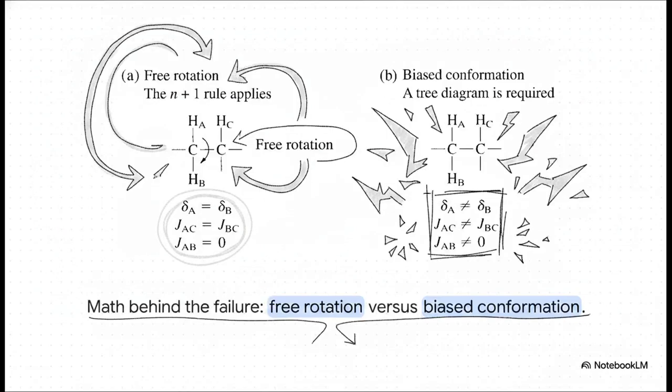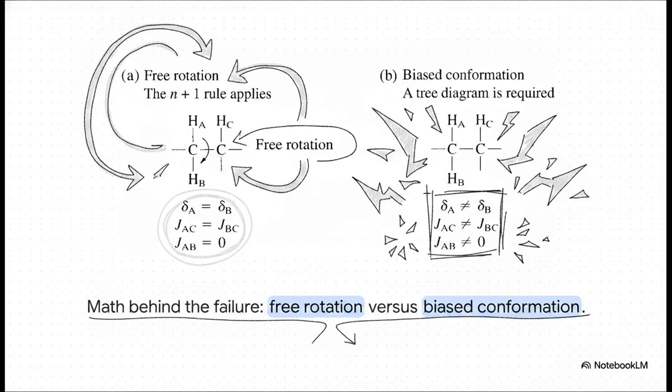neighbors. When you actually look at the math behind this failure, the contrast is super clear. Under free rotation, the chemical shifts of proton A and proton B are equal, and their coupling constants to a neighbor, let's call it C, are also equal. Because of this, the geminal coupling between A and B essentially just zeroes out in the spectrum. You don't even see it.